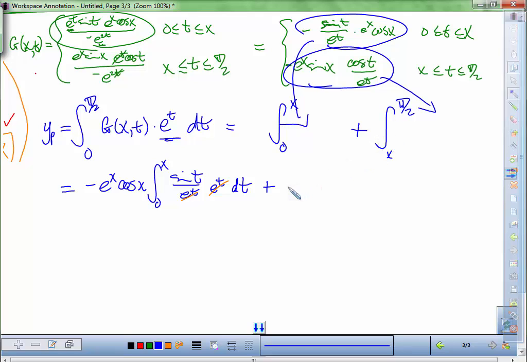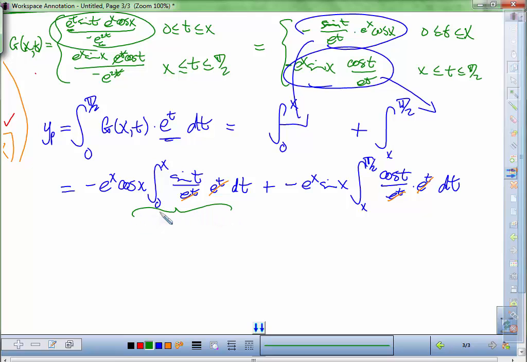Our other integral is going to be another negative. I'll factor out again an e to the x sine x, all the x's get taken out of the integral, and this time this integral is going to go from x to pi over 2. Inside I have cosine t over e to the t times e to the t dt, and the e to the t's again would cancel. And so now I have the integral of cosine from x to pi over 2. Let's figure those out.